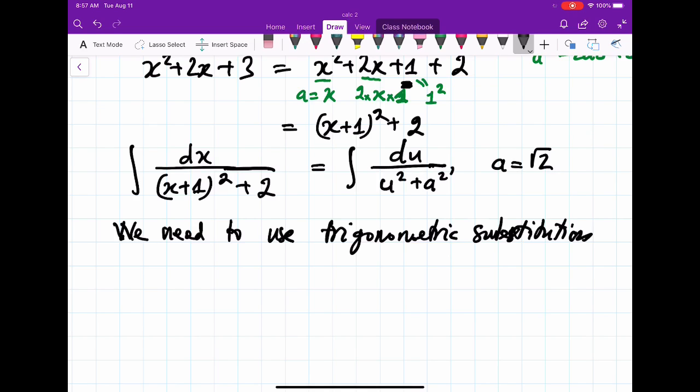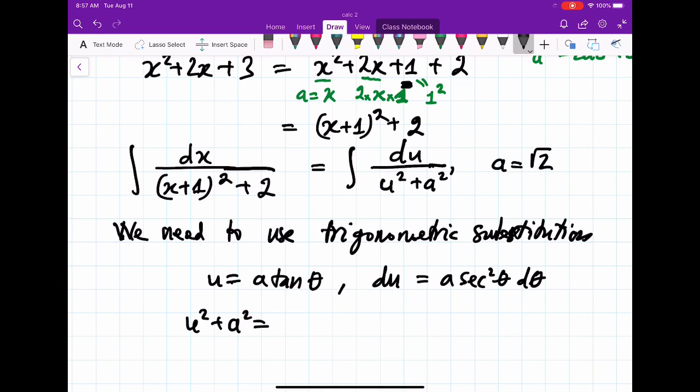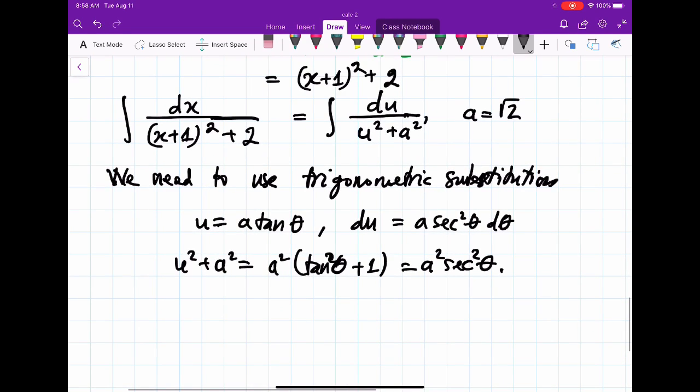All right, in this case, I think we need to put u equal to a tangent of theta, and du is a secant square theta d theta. And we have u square plus a square is a square tangent square theta plus 1, which is a square secant square theta. Now we can rewrite the integral in terms of theta.